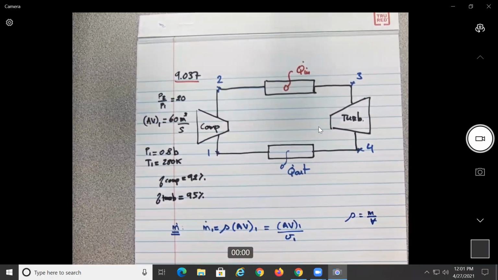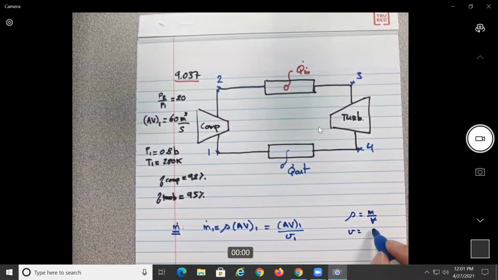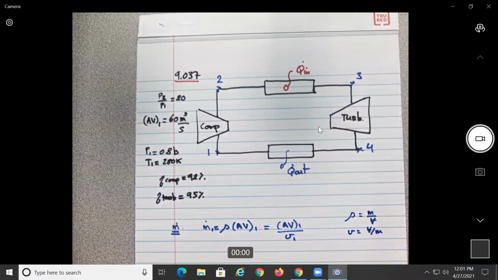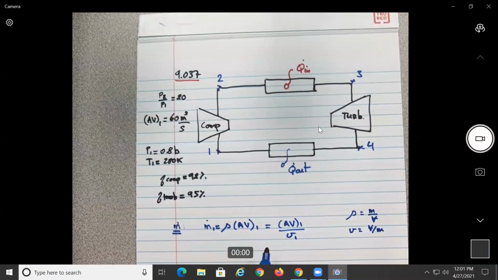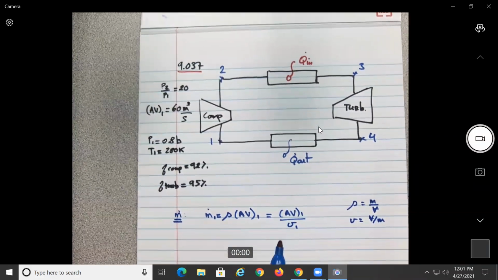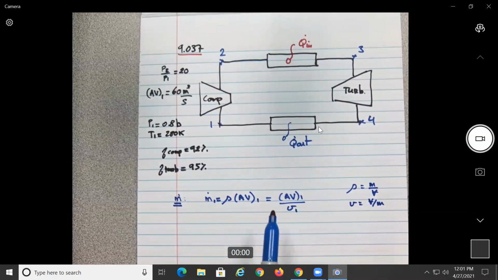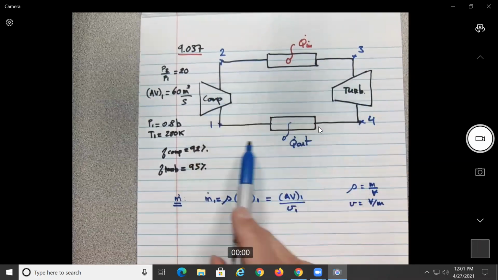Mass over volume, no? What is specific volume? Volume divided by mass, no? Okay, so we have the mass flow, and probably they say it's a steady state. I'm not gonna write it down, but for steady state, the mass flow will be conserved. So it's the same m everywhere.